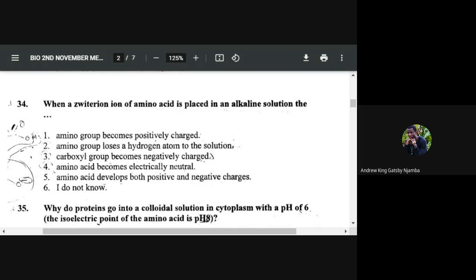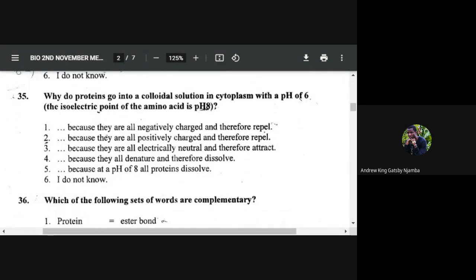Then let's look at question number 35. Why do proteins go into a choroidal solution in cytoplasm with a pH of 6? The isoelectric point of the amino acid is pH 8. I don't have any idea on question number 35. What's the solution on question number 35?